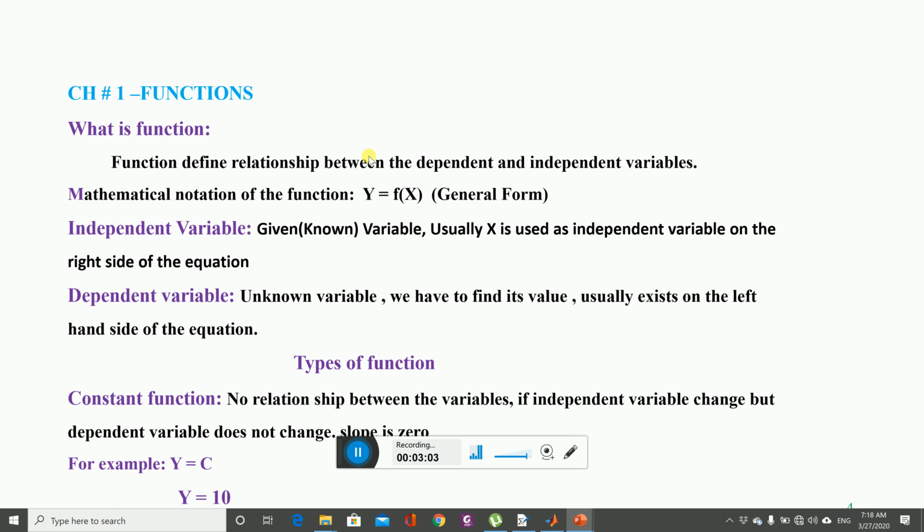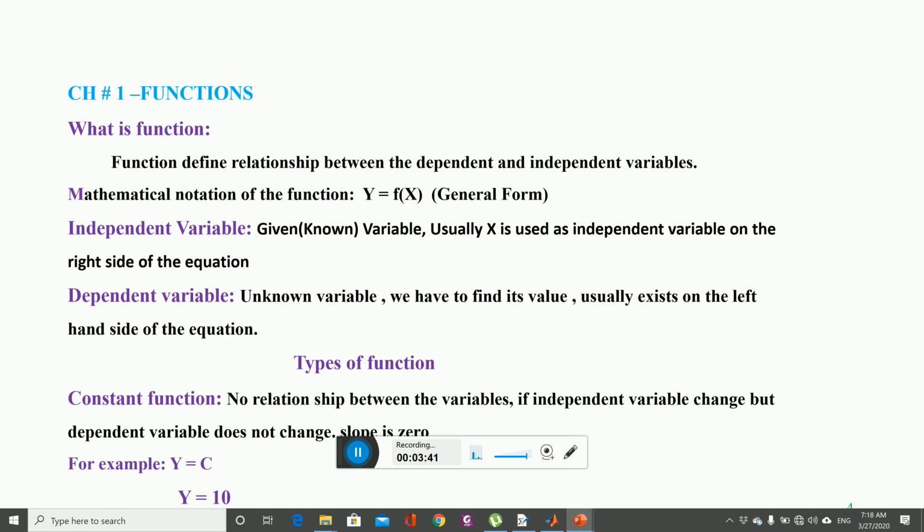Let me describe simply: when we represent any economic or business theory or any economic or business principle mathematically in equation form, in mathematical formulation form, in mathematical notation form, then that economic theory, that economic principle is called a function. That is why we can define a function as a mathematical relationship between two or more dependent and independent variables.